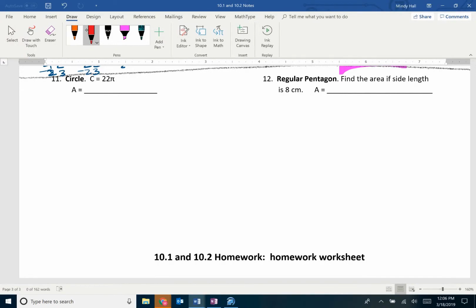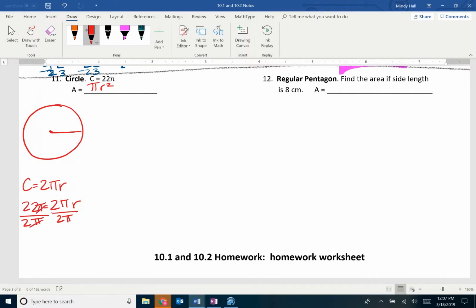For a circle, we didn't draw it, but we can. So in order to find the area for a circle, remember it's pi r squared. And they tell me that circumference is 22 pi. So if you recall, with circumference, it is 2 pi r. So to find my radius, I just have to solve. So we're going to divide by 2 pi. And when we divide by 2 pi, the pi's go away, and 22 divided by 2 is 11. So my radius is 11.